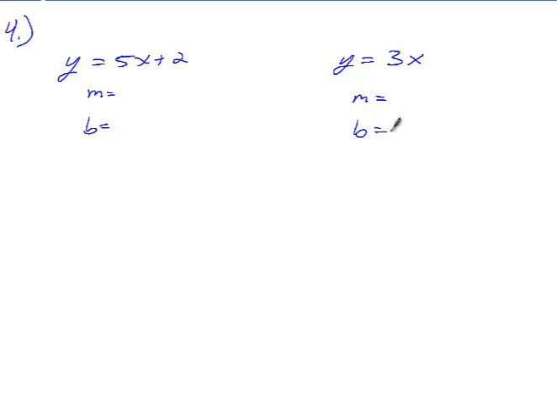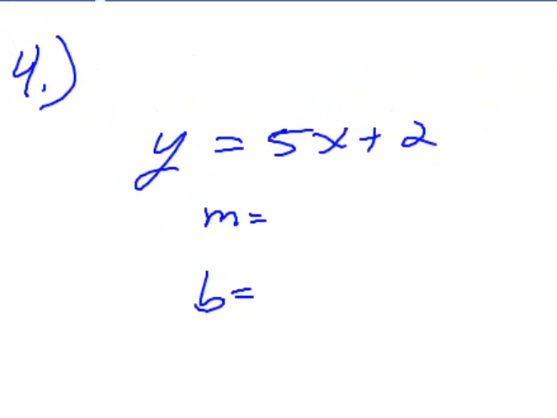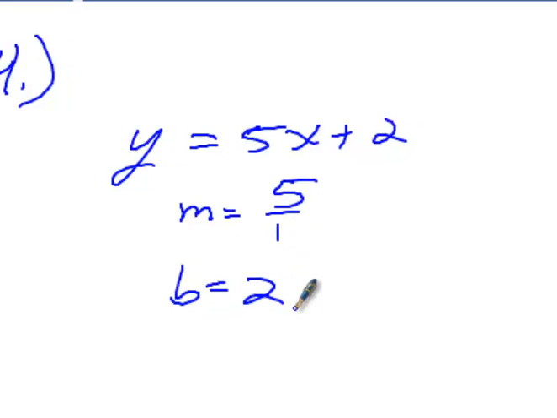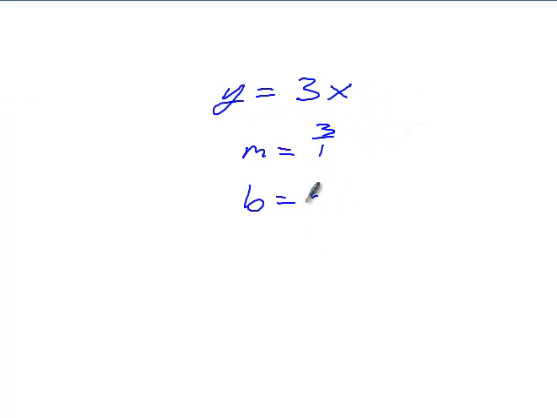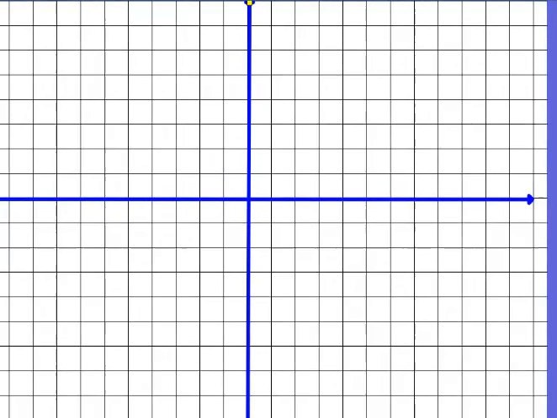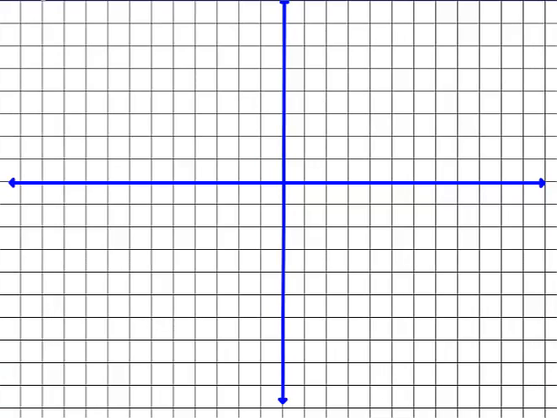Everybody good? Alright, so what's the m for this first equation? 5 over 1. What's the b? Y here. Or m here, 3 over 1 and b, 0. Right, remember, if there's no b, it's a 0, right? So if you don't see anything added, it's a plus 0 out there chilling by itself, right?